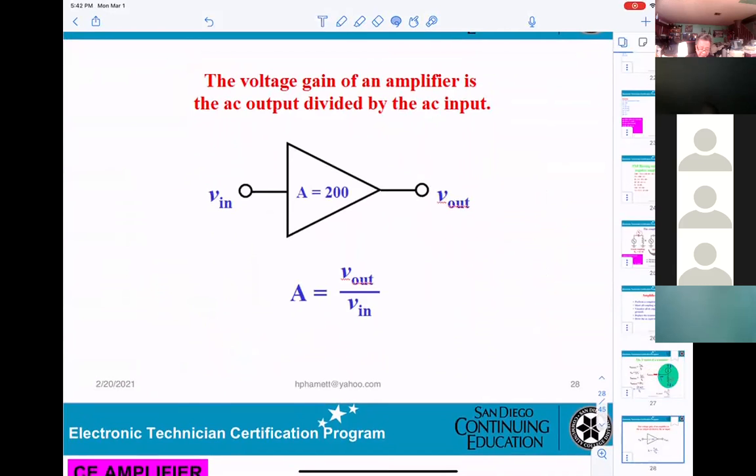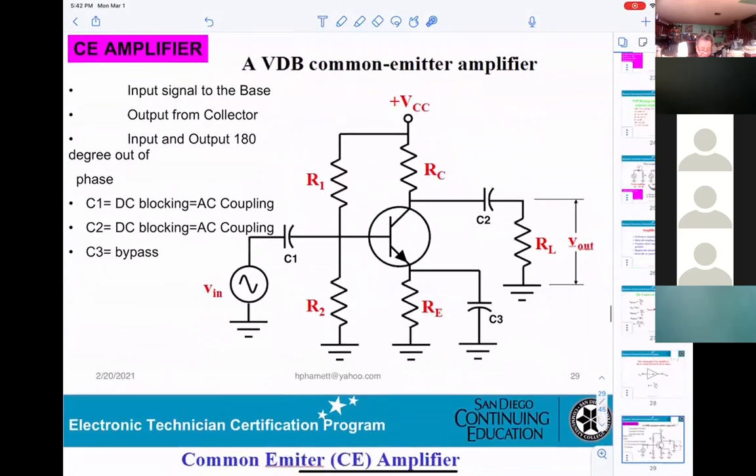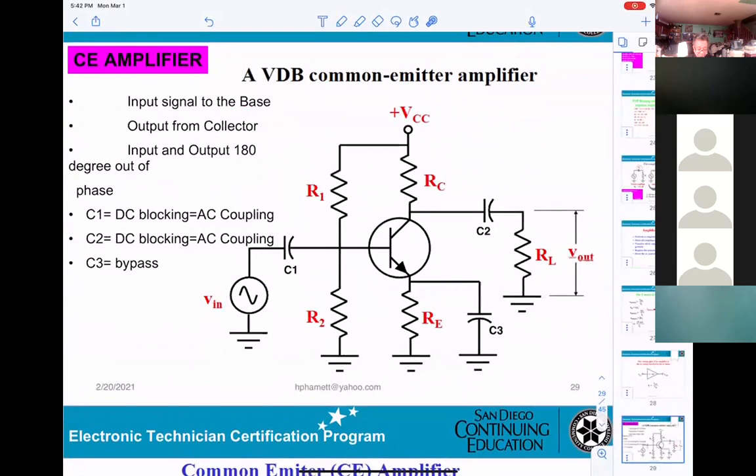Okay, and now this is general. If you have an amplifier with a gain of 200, and you want to calculate the gain of the amplifier, you check the ratio between the output and the input. Now, you can get a CE amplifier, a CC amplifier, and a CB amplifier. First, the common emitter amplifier.